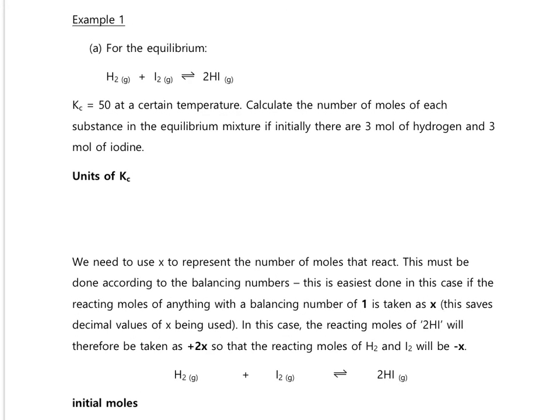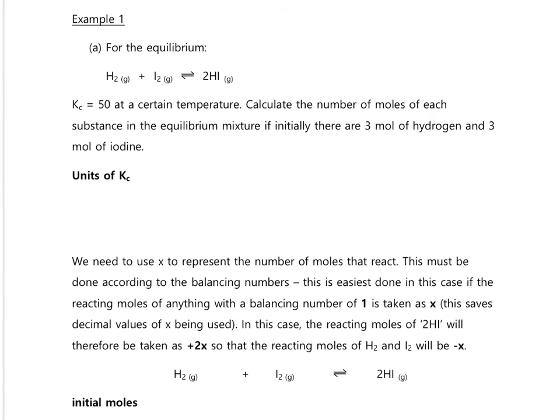Looking at this example, we've seen this reaction before: hydrogen and iodine reacting to give hydrogen iodide. We've been given the Kc value and the initial moles of hydrogen and of iodine. The first thing we need to do is check our units. What can we say about the number of moles on the right and the left? Equal, so there are no units. It's worth checking that, but this type of question won't have any units anyway. But if you're not sure it's this type of question, it's worth checking.